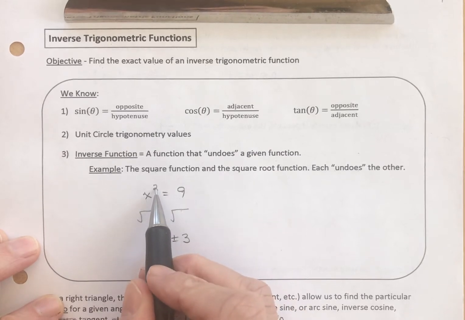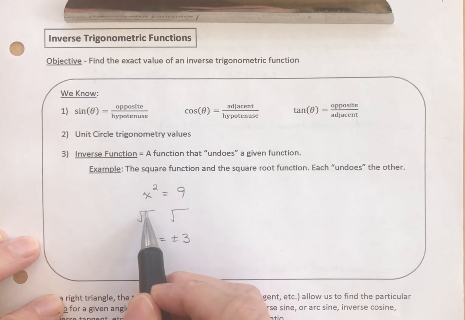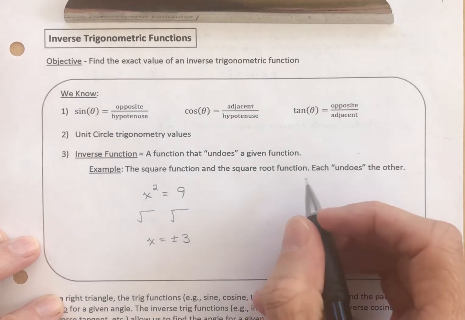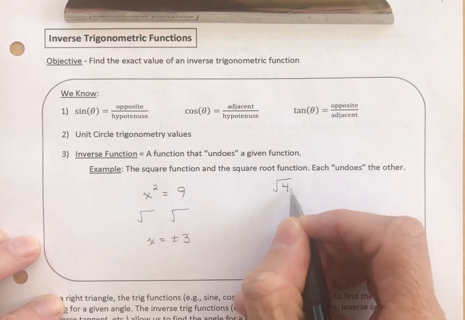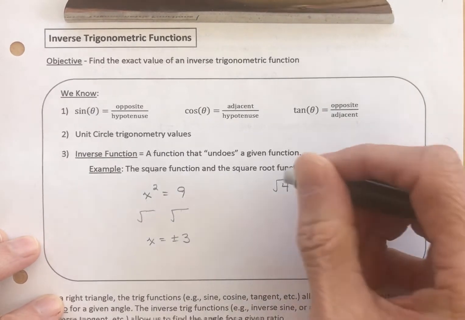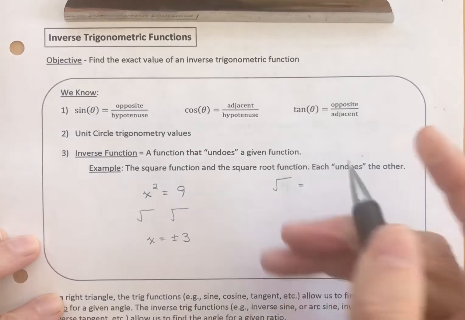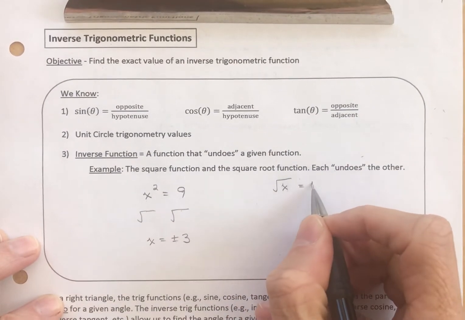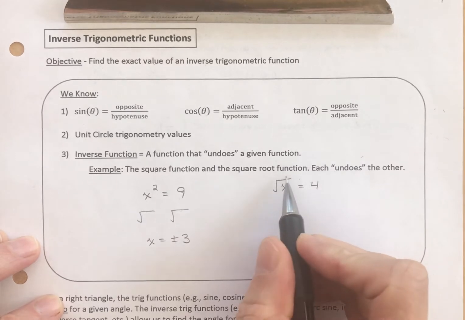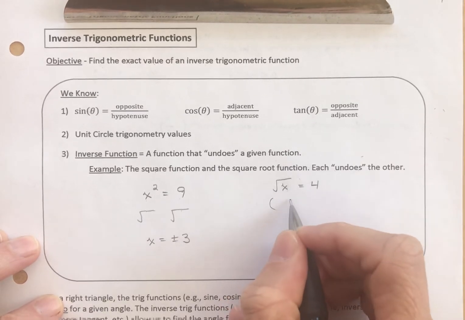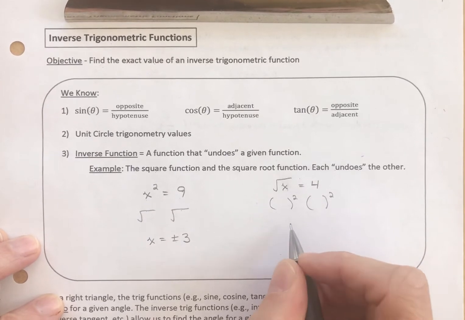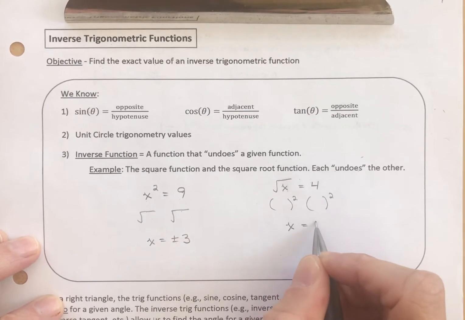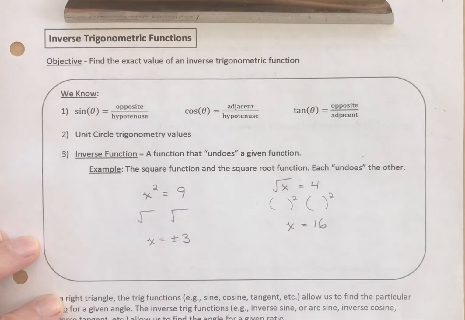So I had a squared function, I wanted to undo it, get rid of it. So the square root function undoes that. Let's go the other direction. The square root of x is equal to 4. How do I undo this square root? Well, I will square both sides to undo that. And I come up with x is equal to 16.